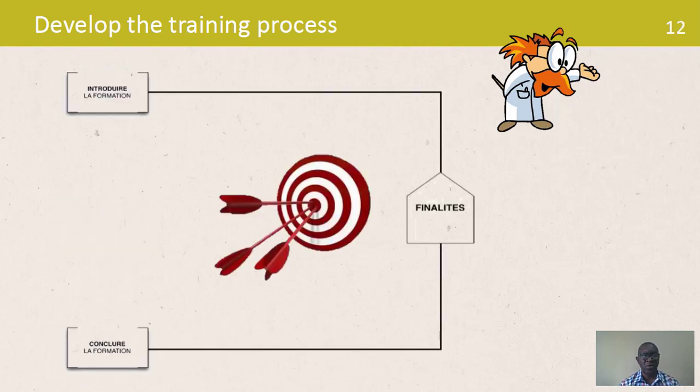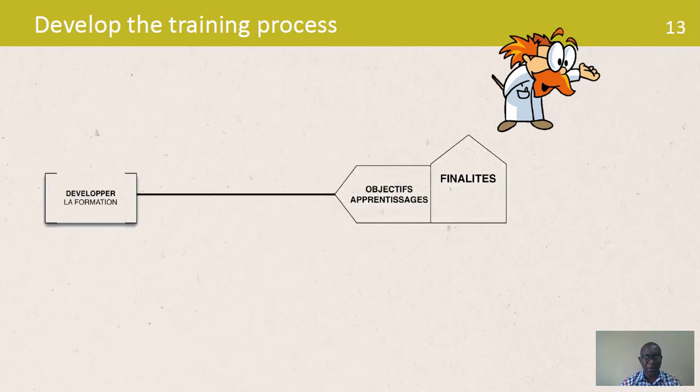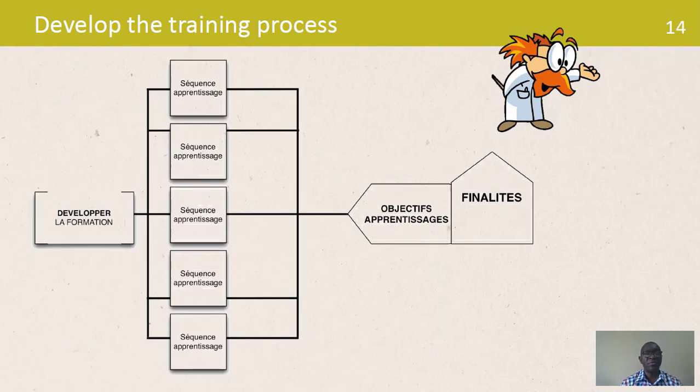The introduction and conclusion relate to the goals. The introduction includes a presentation of the competencies targeted by this training, the learning objectives. The conclusion discusses whether these competencies have been achieved. Development concerns learning objectives. The learning objectives and content are used to design the sequences. Each sequence has 1 or more activities, presentations, exercises, situation setting.